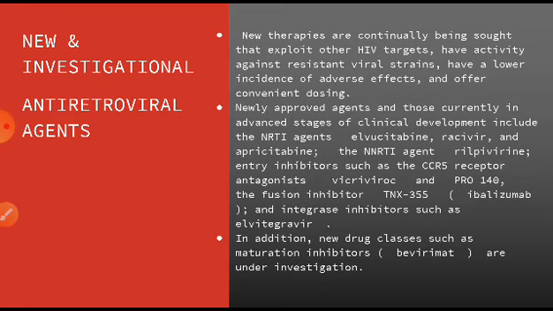Some new and investigational antiretroviral agents' names are given here. Please go through and find out which are the new ones. Maybe they are all in different phases of clinical trials, or maybe in the initial phase in the market.